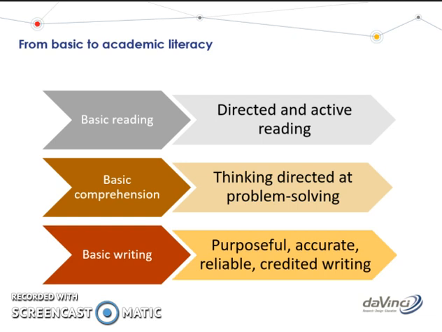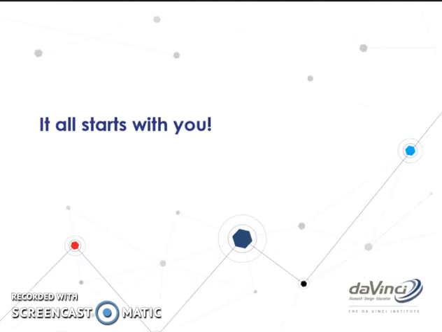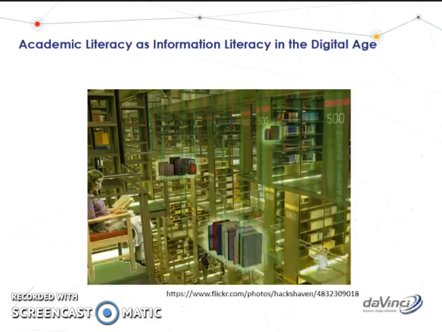In addition to understanding the problem and proposed solutions, students need to be able to accurately communicate these in written and verbal formats, consulting a variety of reliable academic sources to prove their point and giving credit to the contributions of these sources. As such, as a tertiary student, you need to consistently work at developing your basic reading skill towards directed and active reading, your basic comprehension skill towards thinking directed at problem solving, and your basic writing skill towards purposeful, accurate, and reliable and credited writing. In other words, it all starts with you.